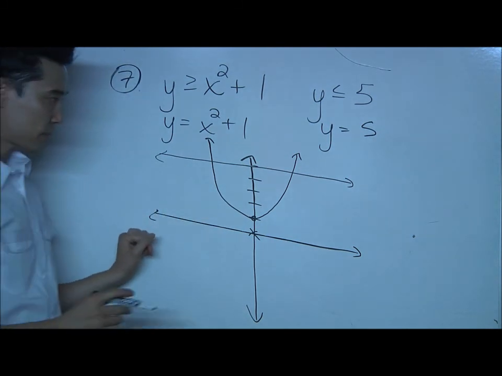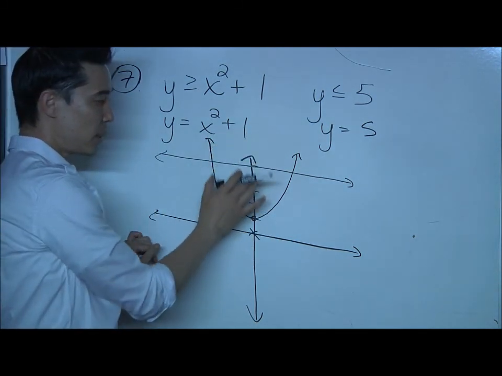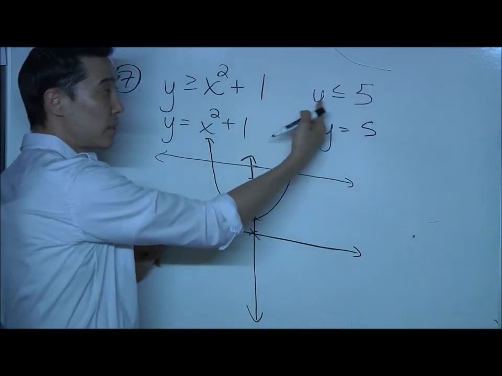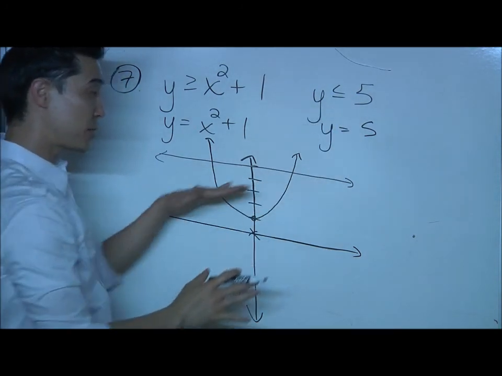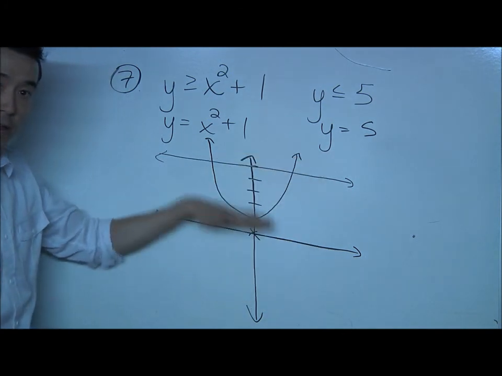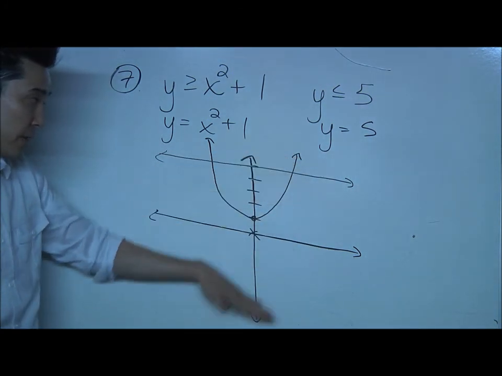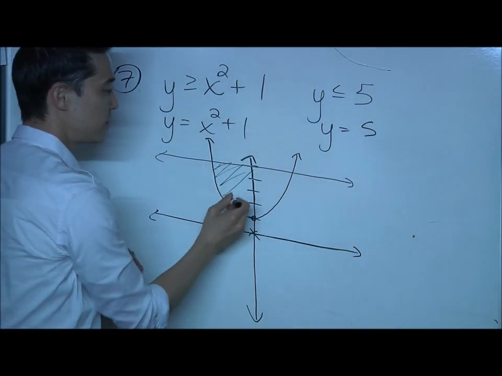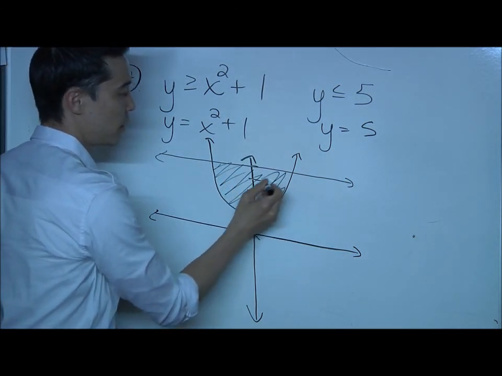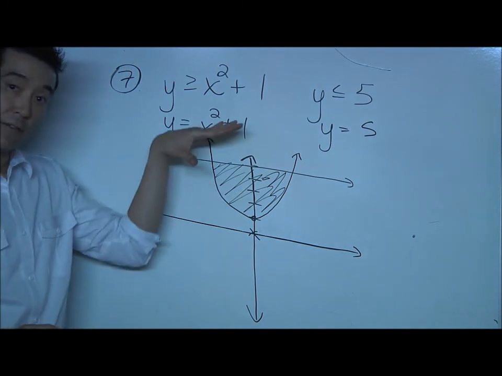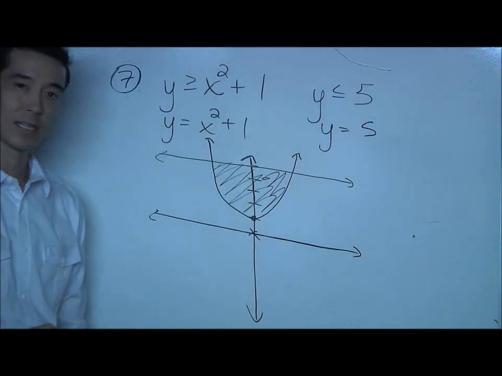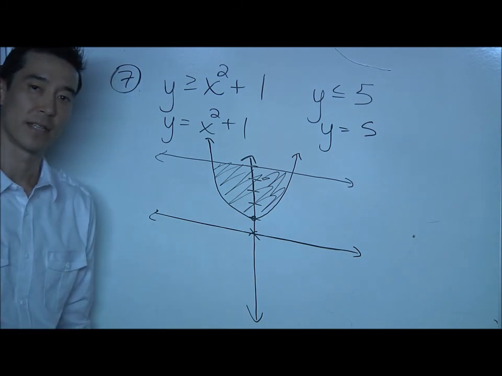And again, you use a test point, any test point off the line, if I use 0, 0, 0 is less than or equal to 5. So I would shade everything underneath that line. So I'm shading everything underneath that line and everything inside the parabola. So that's only going to leave just this little section of area that should be shaded. Okay? Everything underneath the line and everything inside the parabola is only going to leave that scoop of area that's going to make up your answer.